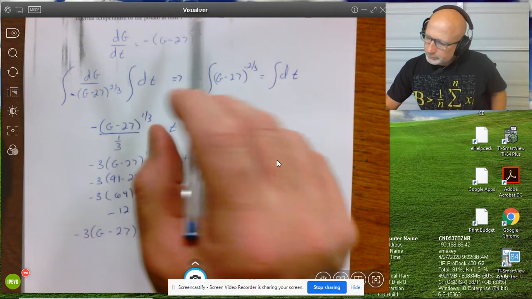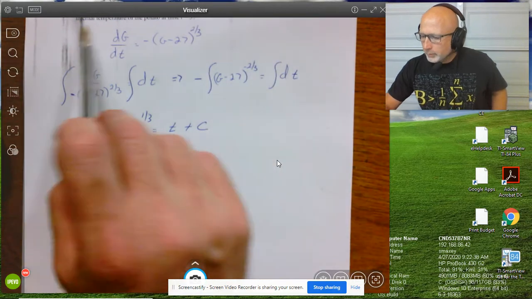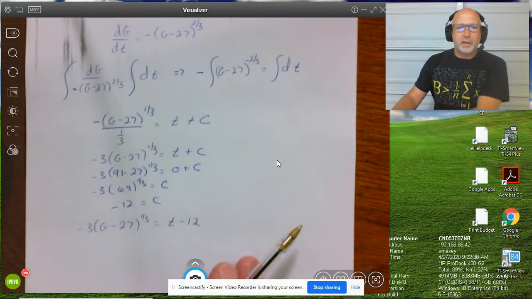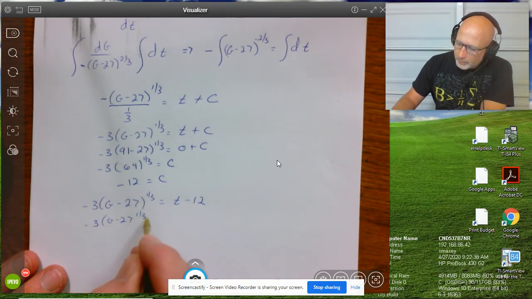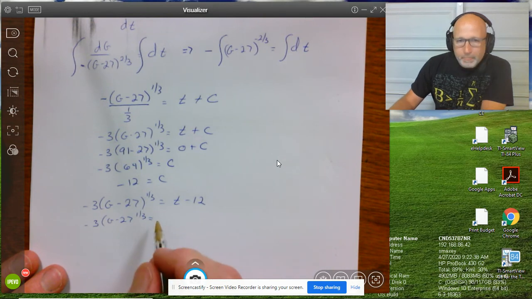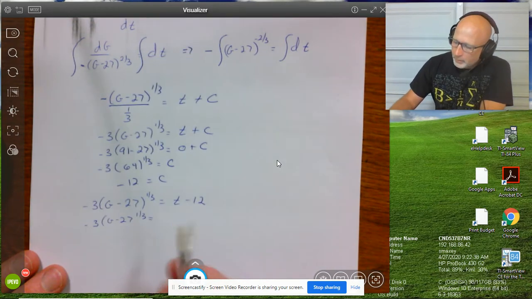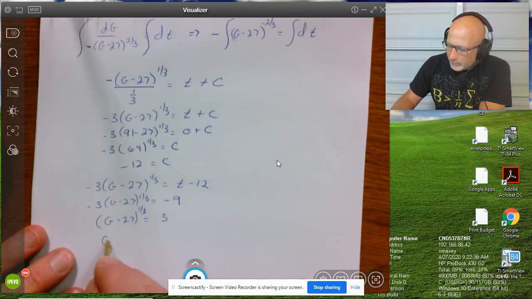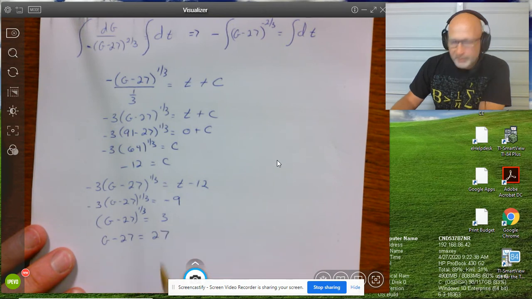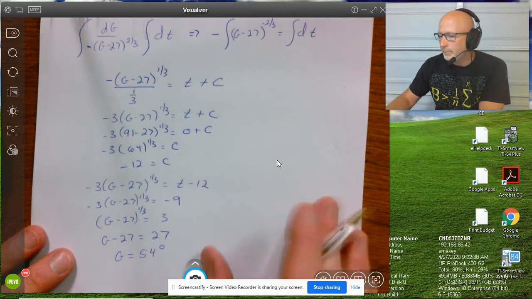Based upon this model, what was the internal temperature at time equal to 3? All you have to do is plug in 3. So I have negative 3 times (g minus 27) to the 1/3 power is equal to 3 minus 12, which gives you negative 9. Divide by negative 3, so (g minus 27) to the 1/3 power is equal to 3. Cube both sides, so I have g minus 27 is equal to 27. So g turns out to be equal to 54 degrees.